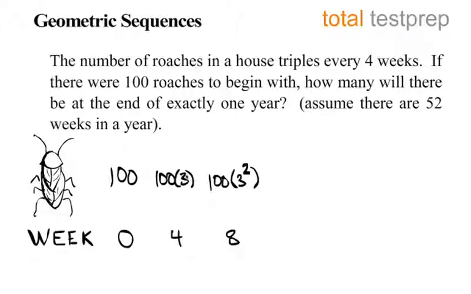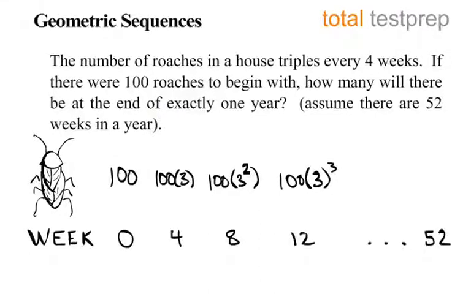So here, it's important to realize that you can write a lot of these geometric sequences using exponents, because otherwise the numbers start getting too large. When we go from 100 to 100 times 3, we're just multiplying by 3. When we go from 100 times 3 to 100 times 3 squared, once again we're just multiplying by 3. So after another 4 weeks later, at the end of week 12, is going to be 100 times 3 cubed roaches. Once again, just 3 times the roaches that were before.